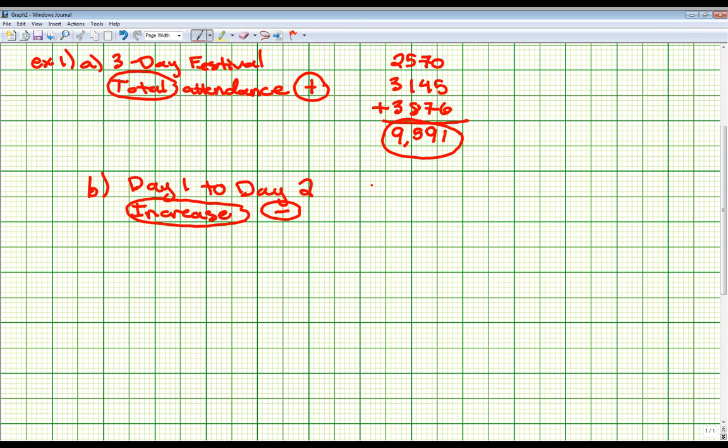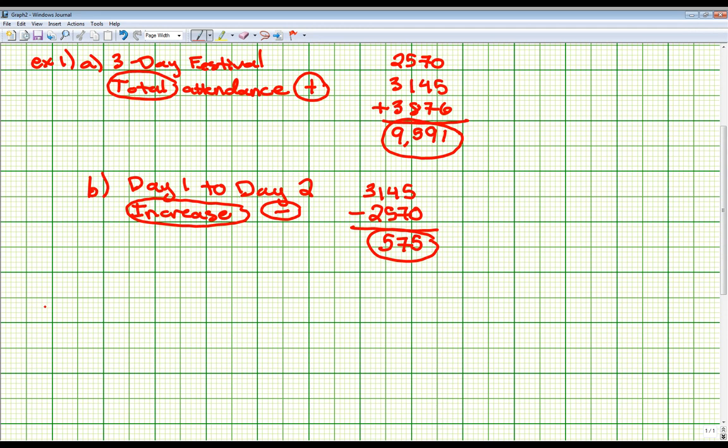So what we'll do is start with the big number first, 3,145. We will subtract 2,570 and get our total. Again, pause the video if you want to work on this individually, if you need a little subtraction practice. The answer to this, in this column, the first column here should be a 5. This column should be a 7. And this column should be a 5. So 575 people more came on day 2 than on day 1.